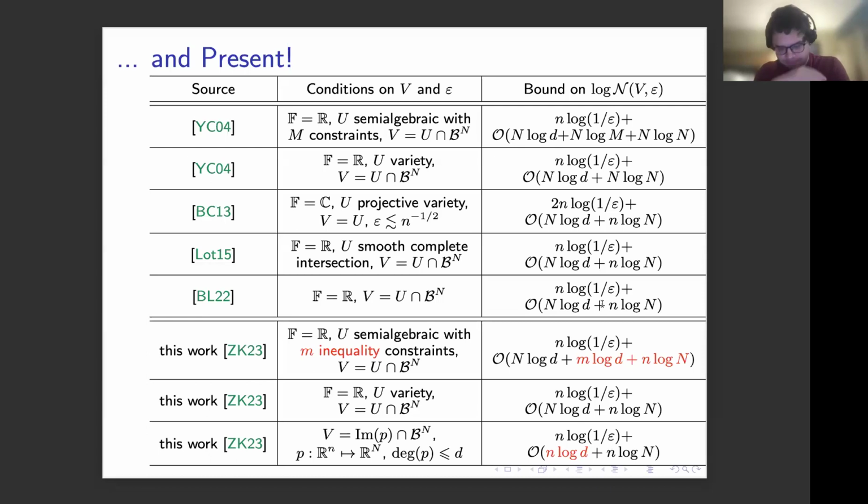And really where we get the best applications is for sets with polynomial parameterizations. So when V is the image of a polynomial map P from R^n to R^N, and the degree of the coordinate functions of P is at most D, then this is the upper bound on the metric entropy we obtain, and there's notably only a log dependence on the ambient dimension here, capital N.